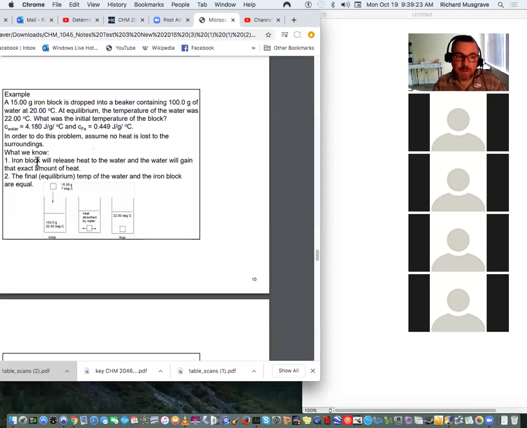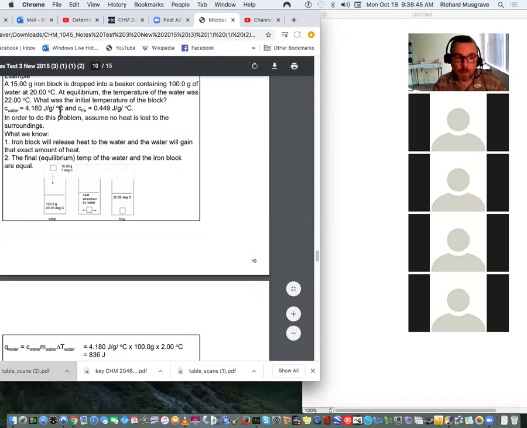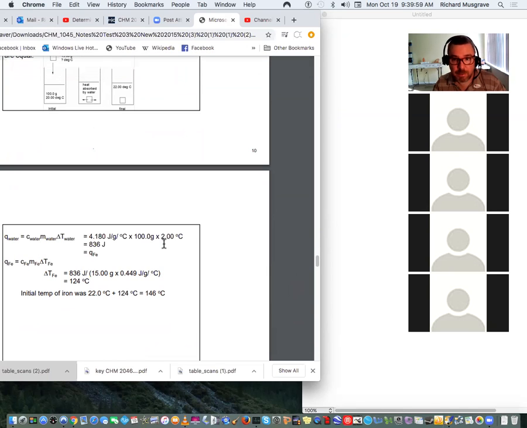So where do we start here? Well, we start with this assumption that the iron block will release the heat to the water and the water will gain that exact amount of heat. So we need to calculate the amount of heat that the water is absorbing. That's the first thing. So the way we do that is we say, well, Q water, that's the heat that the water is absorbing, will be C water, which is the heat capacity of the water. It's given in the problem here, 4.180 joules per gram per degree Celsius, times the mass, which we were also given, 100.0 grams, times the change in temperature, not the final temperature, but change in temperature, which is 2.00 degrees.